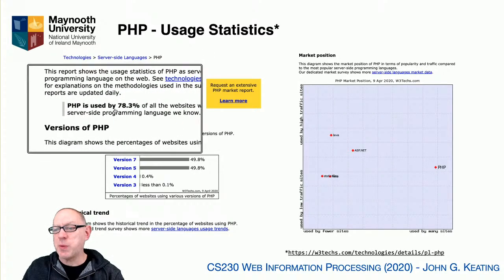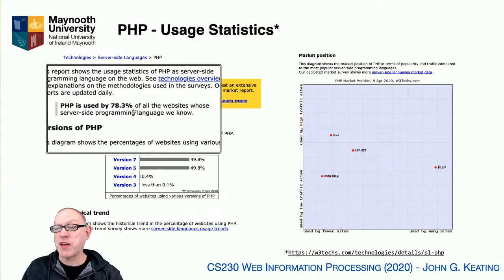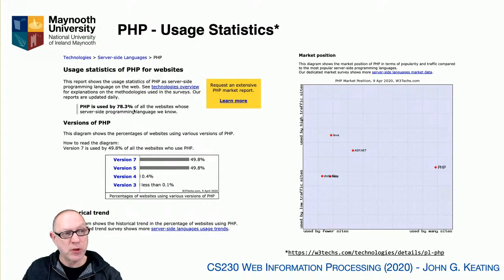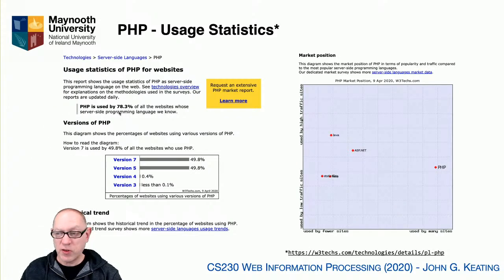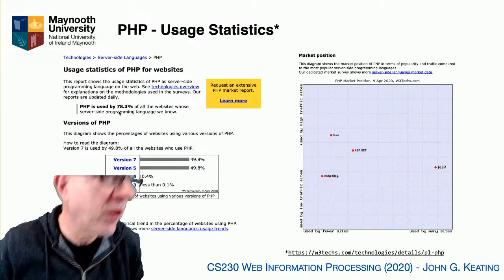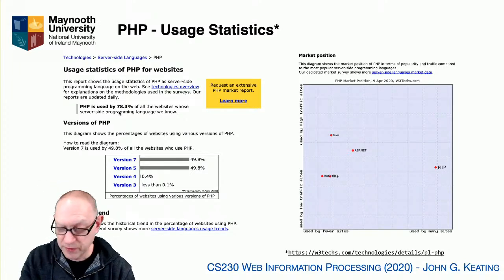What happens is that when I downloaded this particular one, PHP was used by 78.3% of all websites whose server-side programming language is known. Okay? So how do they know that? Well, this particular group trails the web, and they're able to figure out what technologies are being used. 78% of the web. That's pretty good, right? That's pretty impressive. So if you know PHP, you're not doing too bad.